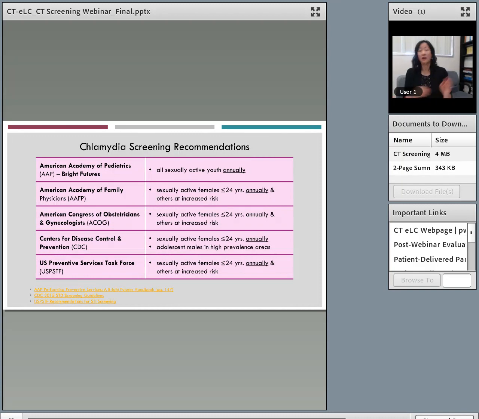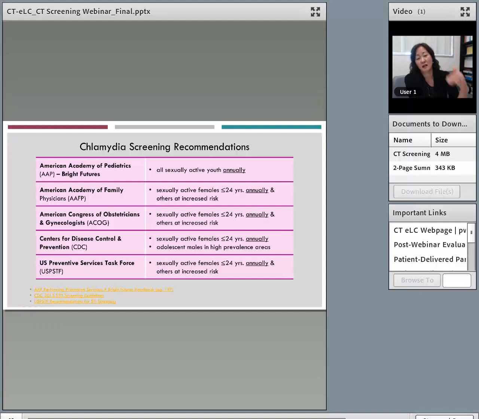And there you go. So the chlamydia screening recommendations are generally harmonized, a little bit different for the American Academy of Pediatrics. We have them all here. Most folks, including the AAFP and ACOG, CDC, and the United States Preventative Services Task Force, say to screen all sexually active females less than or equal to 24 years of age and other folks at increased risk.